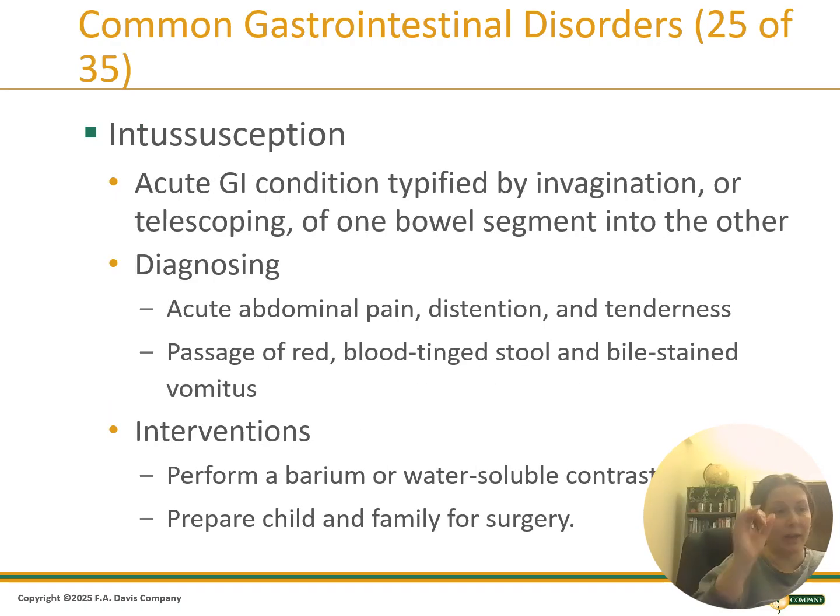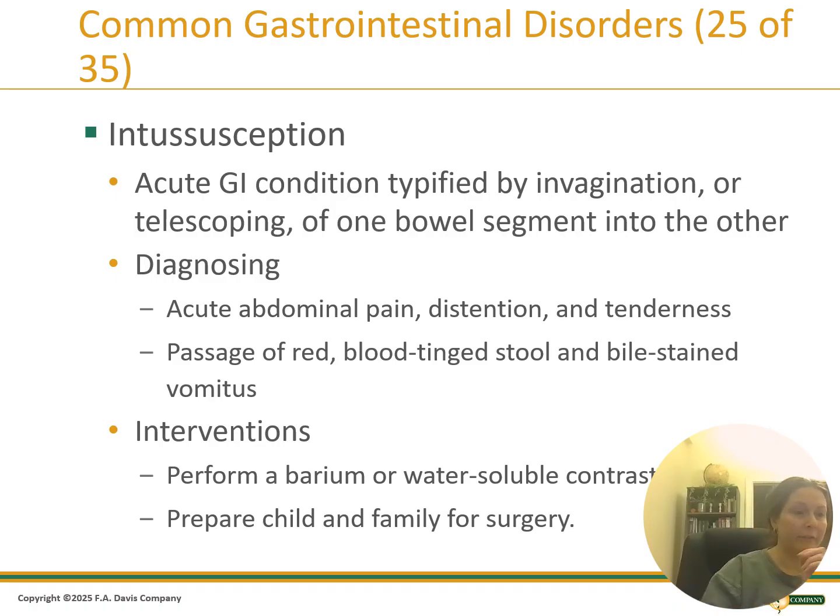So next we have, I'm going to struggle with it, intussusception. This is an acute GI emergency where one segment of the bowel is telescoping into another. That leads to a bowel obstruction and compromises our blood flow, which is what makes it an emergency. Children with this will typically present with sudden severe abdominal pain. This is where they'll pass currant jelly stools, which are red blood-tinged stool, and then bile-stained vomitus.